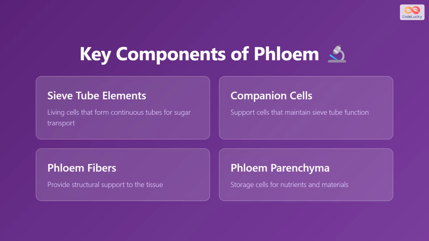Phloem tissue is made up of four main components. First are the sieve tube elements, which are living cells that form continuous tubes for sugar transport. Second are the companion cells, which are support cells that help maintain the function of the sieve tubes. Third are phloem fibers, which provide structural support to the entire tissue. And fourth are phloem parenchyma cells, which serve as storage cells for nutrients and other materials. All these components work together to make phloem an efficient transport system.